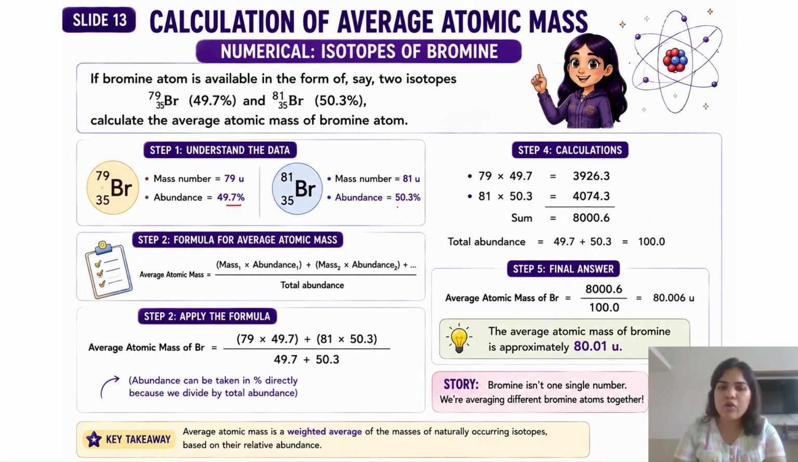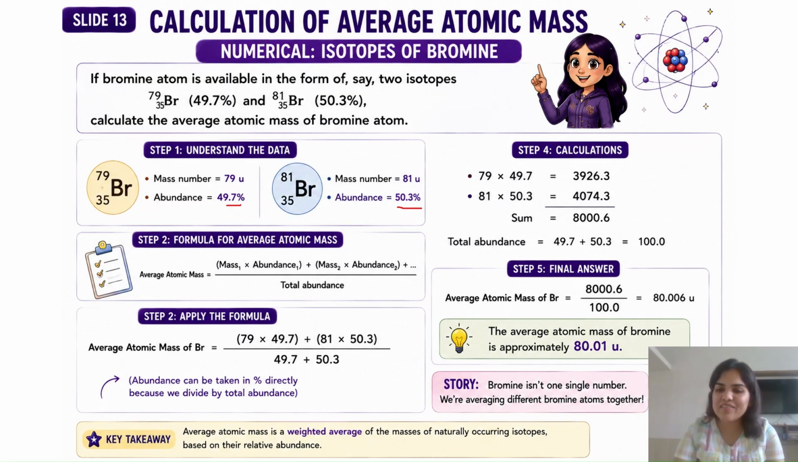and 50.3% is equal to 0.503. Now multiply each isotope's mass by its abundance, that is 79 × 0.497 plus 81 × 0.503. Therefore, the average atomic mass of bromine is 80.006 u, or approximately 80 atomic mass units. Notice something very interesting. The answer is very close to 80 u because the two isotopes are present in almost equal proportions, that is 49.7 and 50.3.